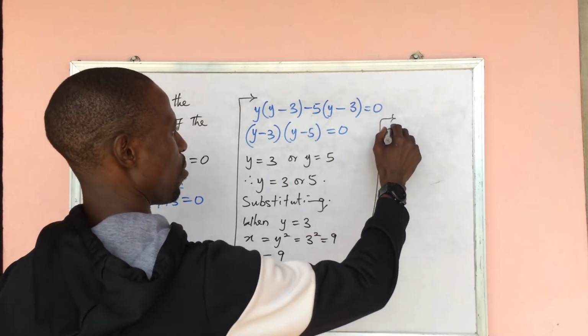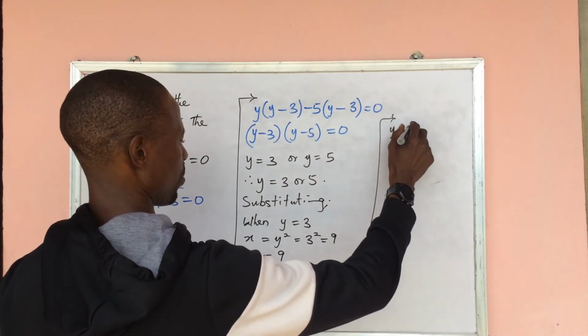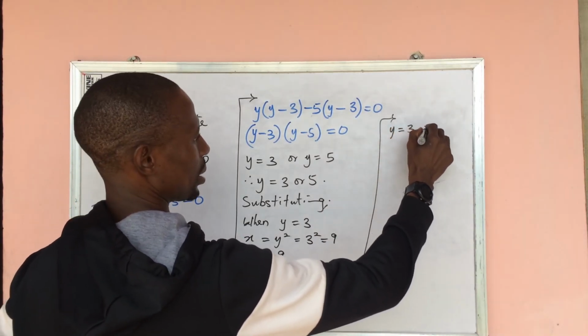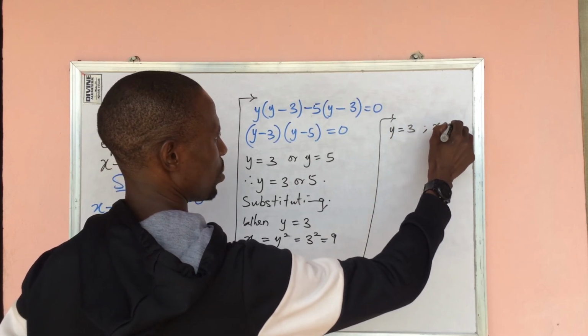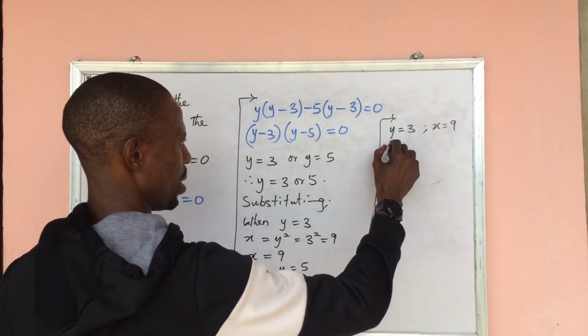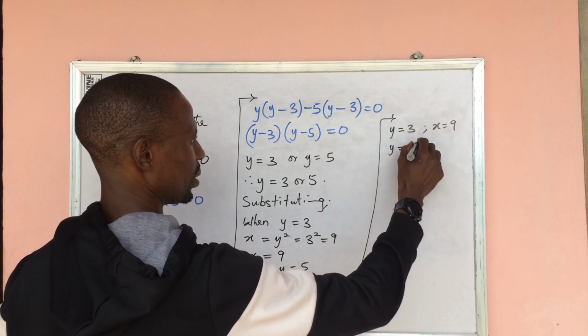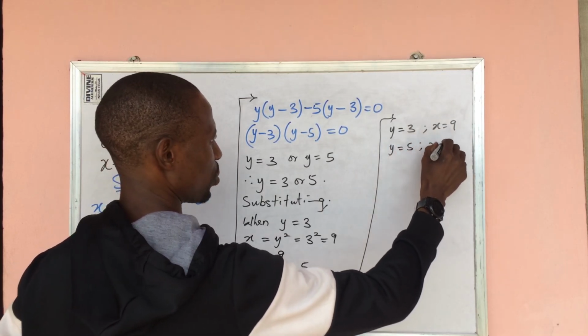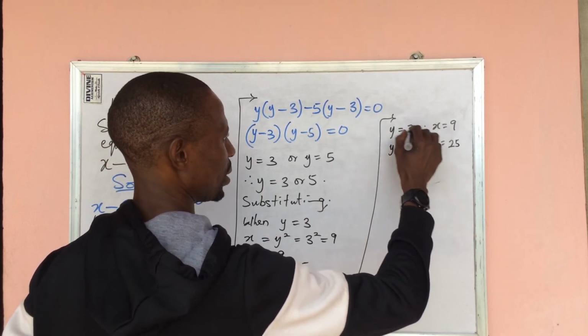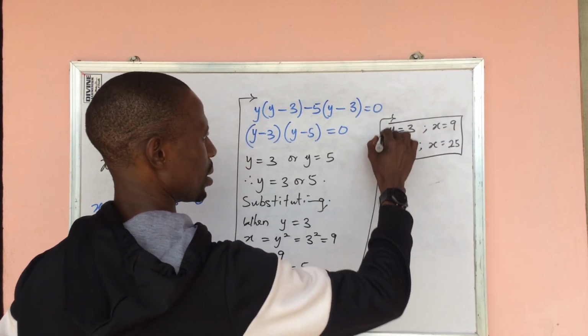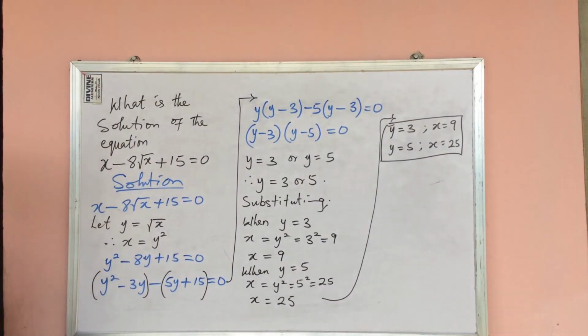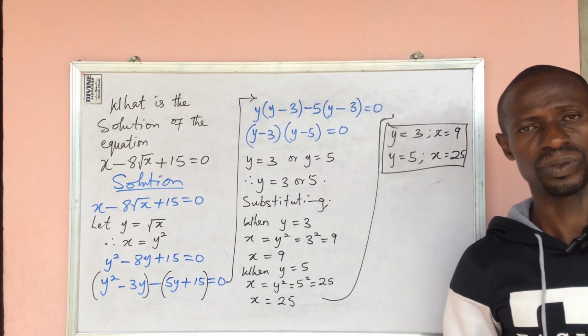So we can proceed from here to get a clearer picture of this. We can now say y equal to 3, x equal to 9. Then y equal to 5, x is equal to 25. This is the solution. This is all I have for you for today.